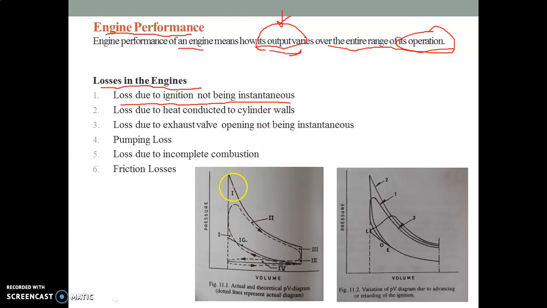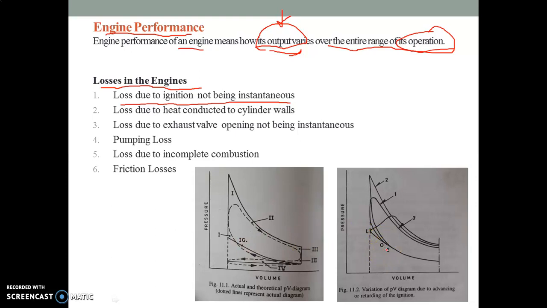This loss is shown in this graphical representation, the pressure versus volume graph. The loss is shown here, and this shape change of the pressure volume diagram depends upon the instant at which the ignition occurs. That is represented in this PV diagram, the variation due to advancing or retarding of the ignition. Diagram 1 is the optimum curve when ignition takes place at point O.